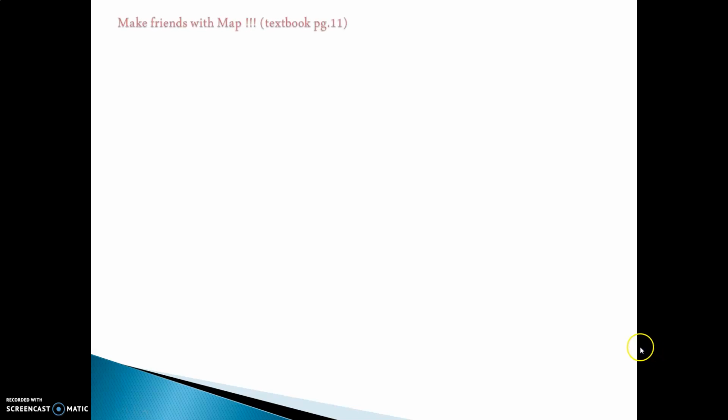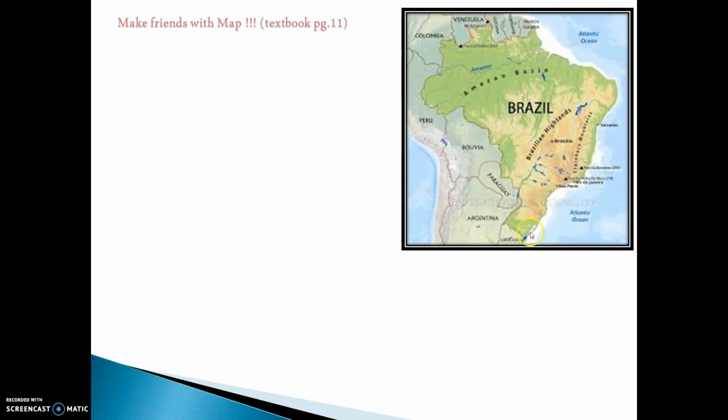Moving on to our next part. Now on your textbook page number 11, again you have the map of Brazil, and you have to observe the map and solve the questions given. This is the map of Brazil. You can see it over here.